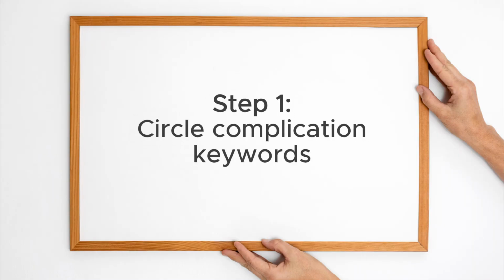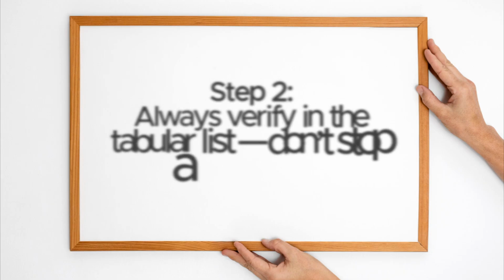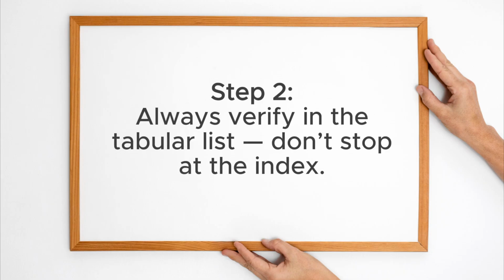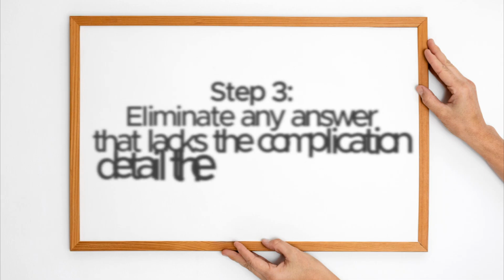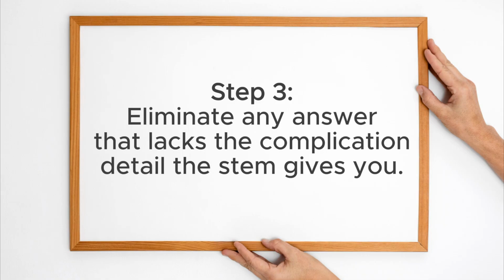Hack. Step 1. Circle complication keywords: with neuropathy, with CKD, with retinopathy. Step 2. Always verify in the tabular list. Don't stop at the index. Step 3. Eliminate any answer that lacks the complication detail the STEM gives you.